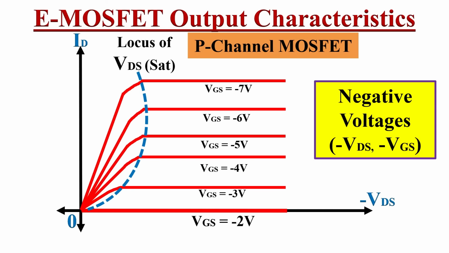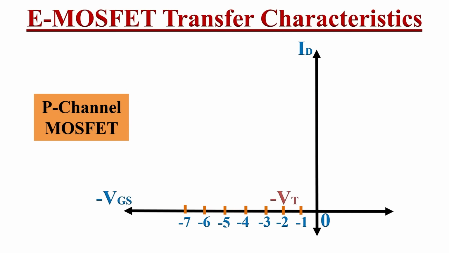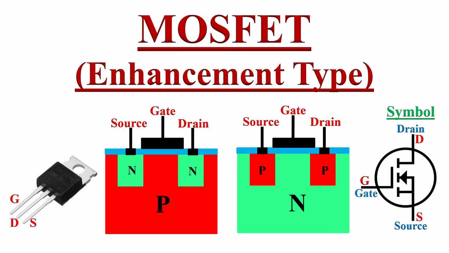As we can see from the graph, as the gate voltage VGS becomes more and more negative, the drain current ID will increase. And whenever the gate voltage VGS is greater than the threshold voltage VT, the MOSFET will operate in the cutoff region. Let's see the transfer characteristics of the P-channel enhancement MOSFET. It looks just opposite to the N-channel MOSFET. It shows how the drain current ID changes as we change the negative gate voltage VGS. That's all about enhancement mode MOSFET.